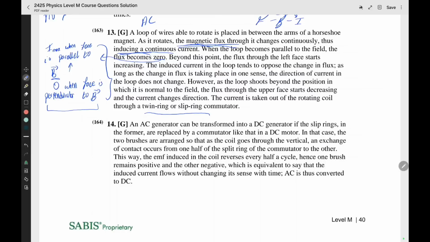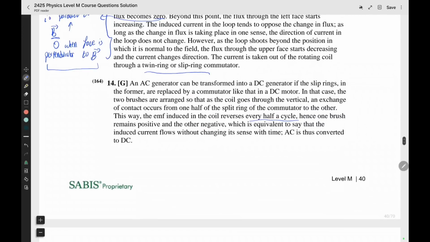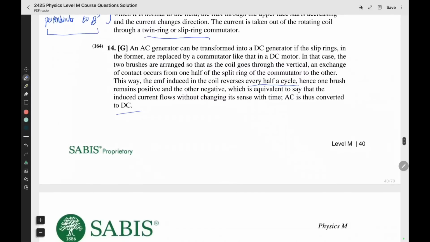In that case, the two brushes are arranged so that as the coil goes through the vertical, an exchange of contact occurs from one half. This way, the EMF reverses every half a cycle. Hence one brush remains positive and the other negative, which is equivalent to saying that induced current flows without changing direction. AC is thus converted to DC. Not much to know here other than the fact that DC utilizes the split ring commutator.